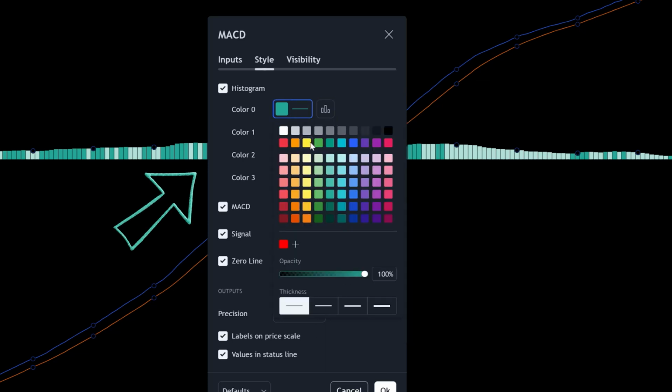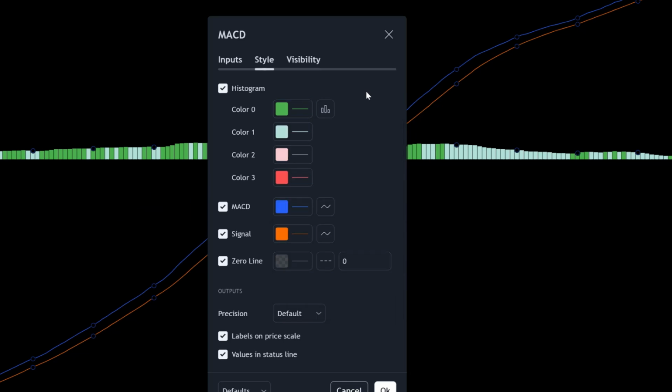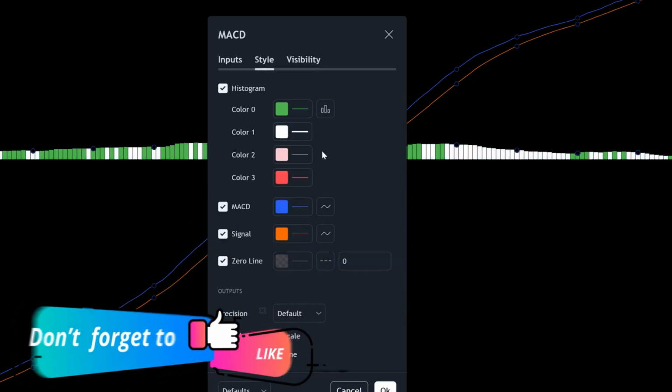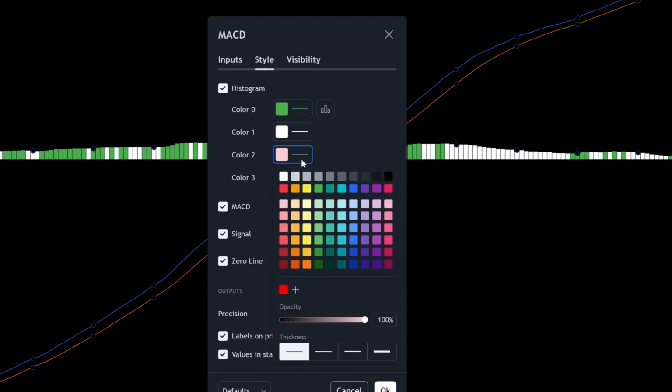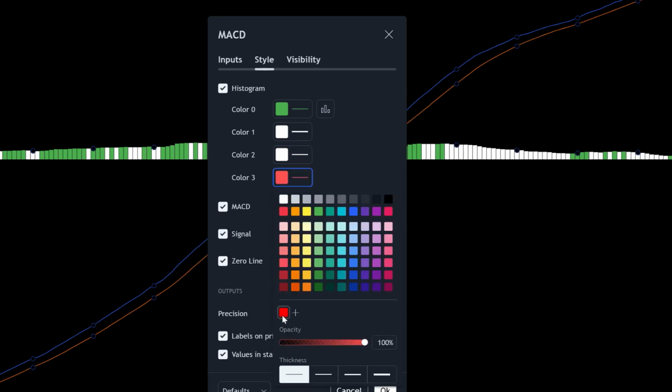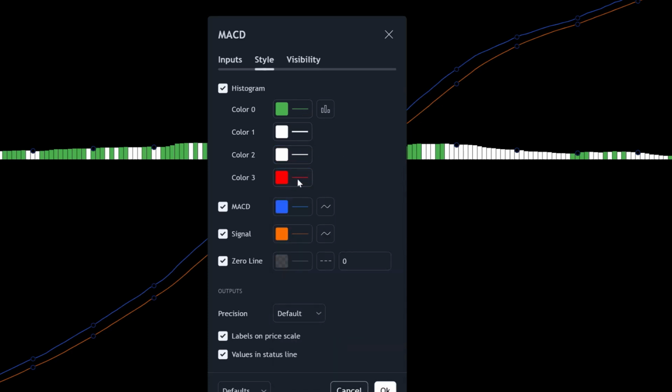Next, we'll modify the color scheme to help us better distinguish between positive and negative values. Change color 0 to green, color 1 to white, color 2 to white, and color 3 to red. This color scheme will enable us to quickly identify bullish and bearish momentum by looking at the histogram.